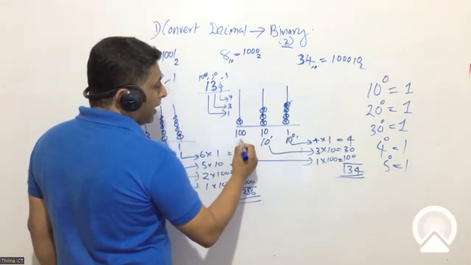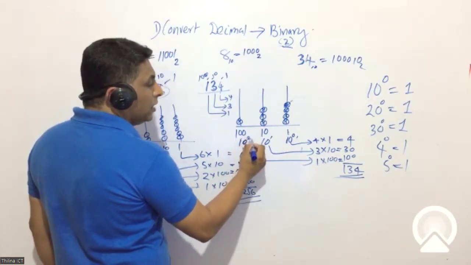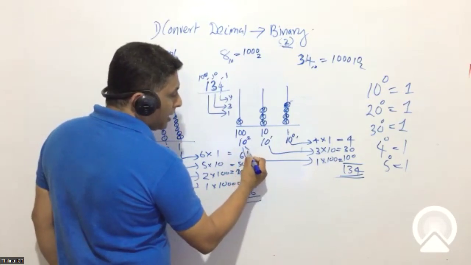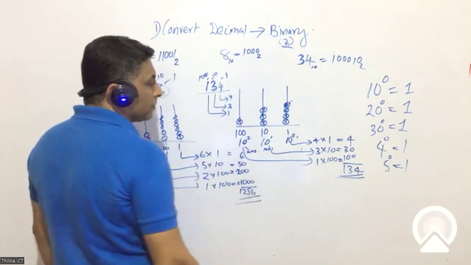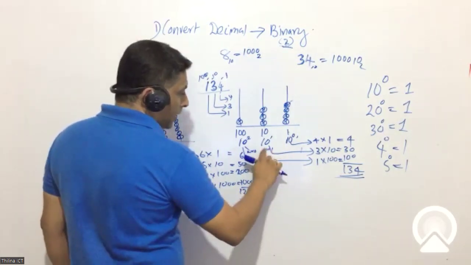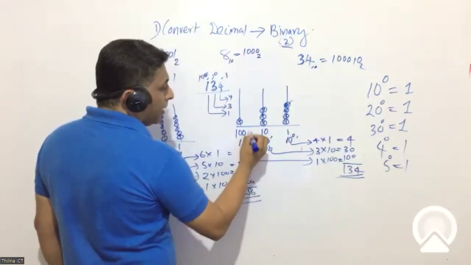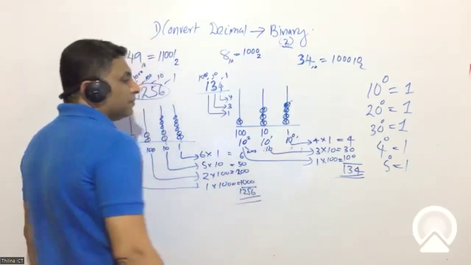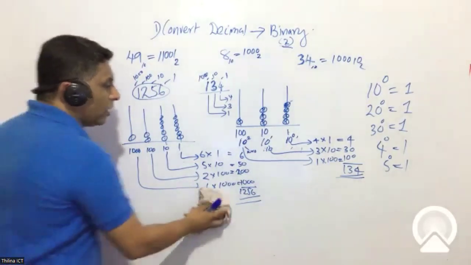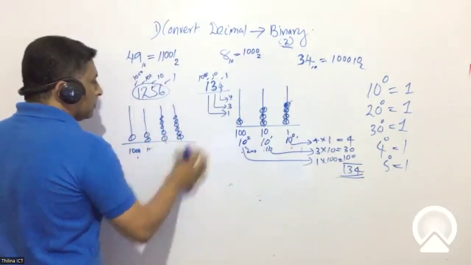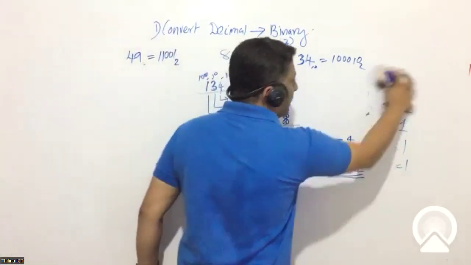Here, 10 into 10. So we represent 10 into 10 as 10 to the power 2. So basically this is 10 into 10. Here this is 10, only one 10. Here 10 into 10. So we need to give the weightages. Remember this. So I will erase this. We need to give weightages.